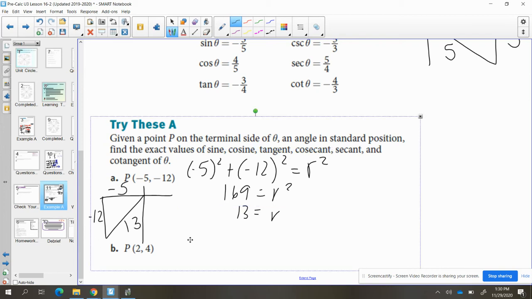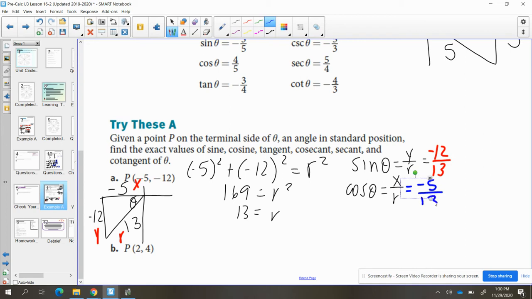So now using this information, we can find the sine, cosine, tangent, and the reciprocal functions of this theta value, okay? Because sine is the opposite over the hypotenuse, aka your y over your r. Using x, y, and r, or again, opposite, adjacent, hypotenuse, we would have negative 12 over 13. And then the cosine of this value is going to be the x over the r. So in this case, that's going to be negative 5 over 13.